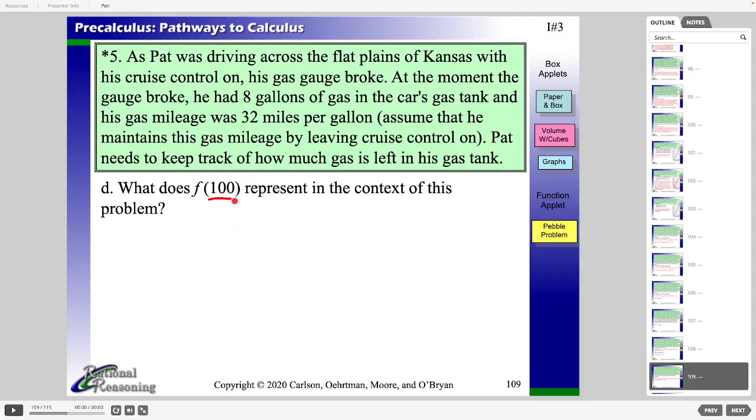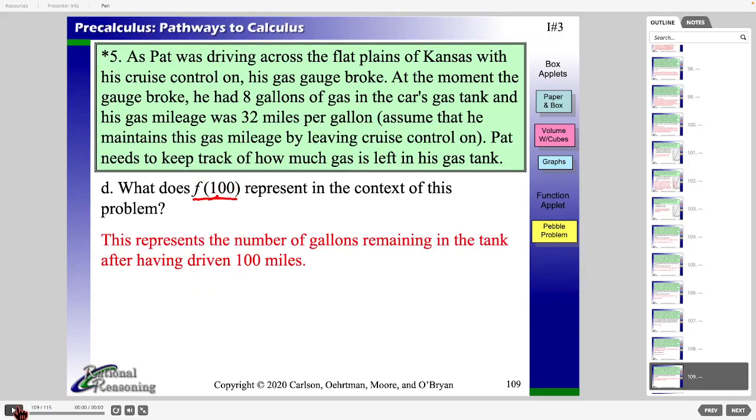Okay, what does f of 100 represent? Again, that's how many gallons are left. Remember, f is representing the output. This is the number of gallons left after driving 100 miles.